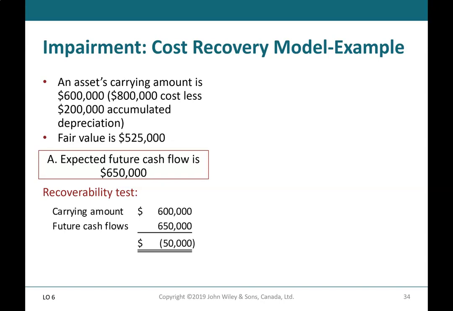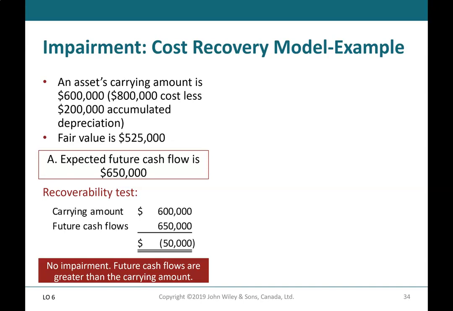The recoverability test: the carrying amount is $600,000 and the future cash flows are $650,000, a difference of $50,000. No impairment, because future cash flows are greater than the carrying amount.